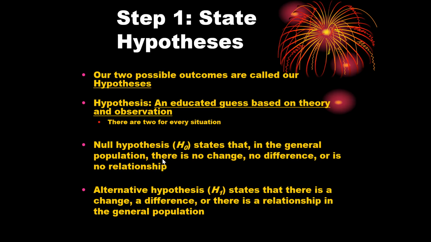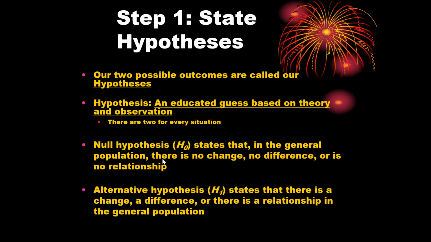The plural form of hypothesis is hypotheses. Since we have two potential outcomes, we call them hypotheses. A single hypothesis is an educated guess based on prior knowledge, research, theory, and observations. We will always have two hypotheses for every situation.